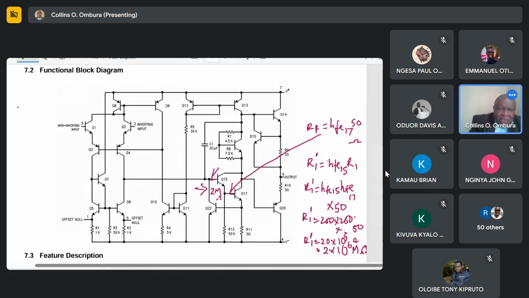So it means looking back, Q4, you got about 80K there, and this one 80K. So the resistance looking back over here is approximately 40K. So our driving source resistance is about 40K. The load it sees is 2 meg. So most of the voltage at the output of our differential stage will go to the input of Q15.